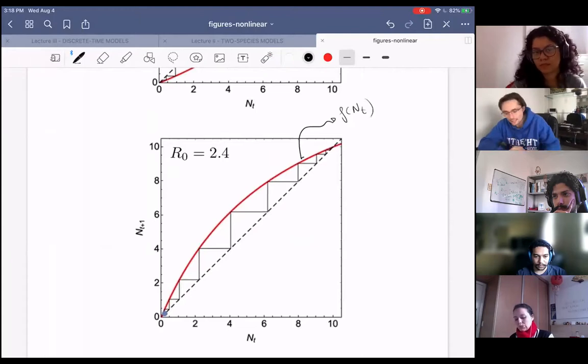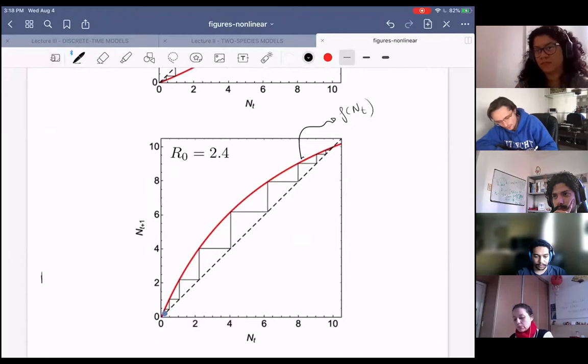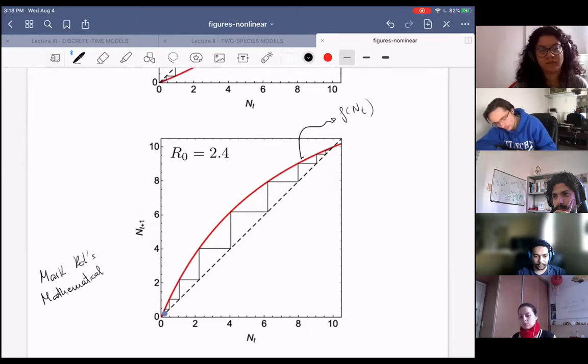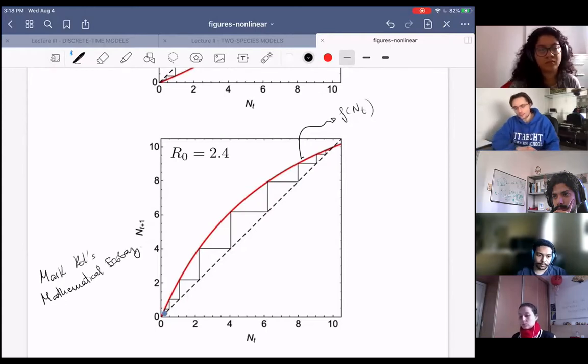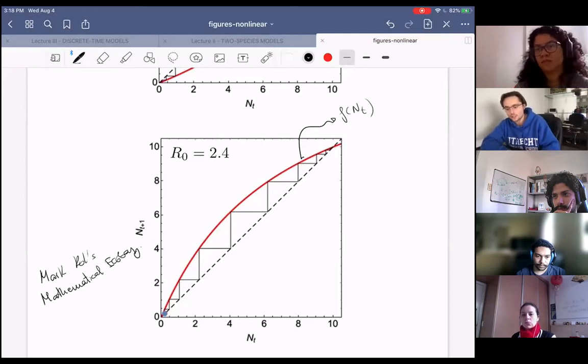So in Mark, I think it's Mark Kot. Mark is his name? Yes. In Mark Kot's book, he has a book that is called Mathematical Ecology. And I think he discusses how to get the analytical solution for this model, how to recover the logistic equation, the exact solution for the logistic equation if you change time from discrete to continuous, and it's easy to follow.